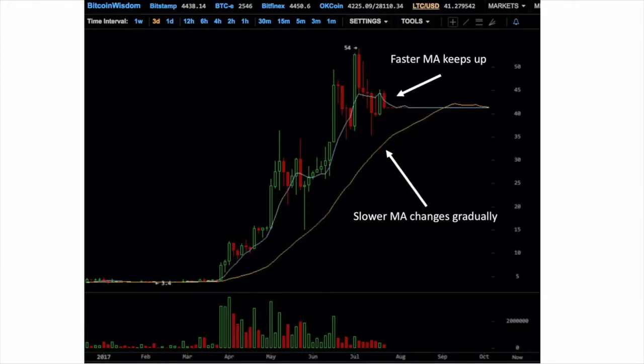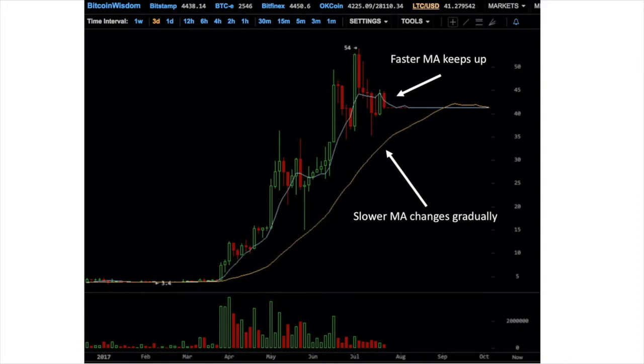For example, if we take a look at the chart for Litecoin, we see how the faster moving average keeps up with the asset price a lot more so than the slower moving average, which changes gradually. However, the slower moving average can be a very good measure of support and resistance. It's not a coincidence that this candlestick was unable to break through this support.